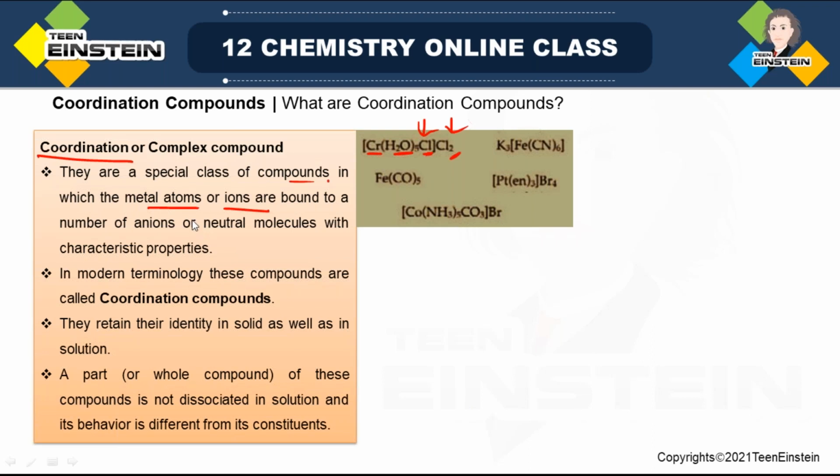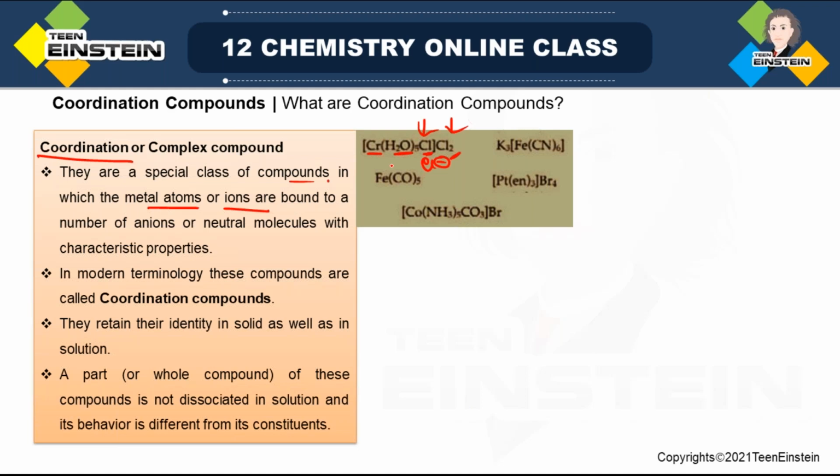So what I'm saying is that there is a central metal atom. It may be a neutral atom or it may be carrying some positive charge. In that case, you will call it an ion. And some anions are surrounding it. So in this case, we have chloride ion and neutral molecules. For example, water is a neutral molecule. So these are surrounding this metal. So the modern terminology is coordination compounds.